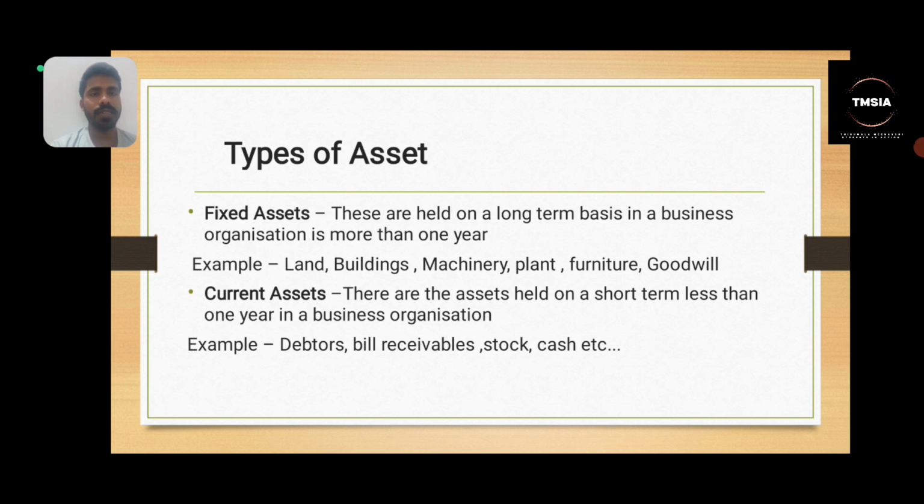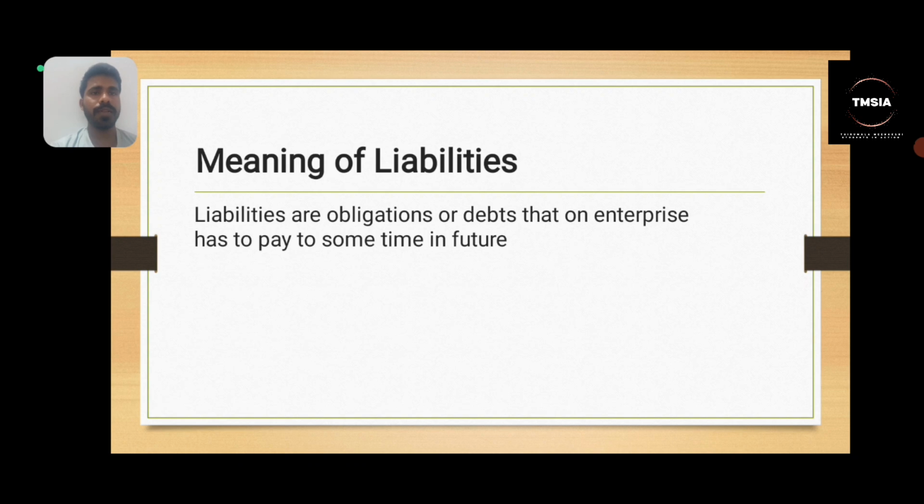Next one is current asset. These are the assets held on a short-term basis, less than 1 year, in the business organization. For example, debtors, bills receivable, stock, cash, etc. Next one is the meaning of liabilities. Liabilities are obligations or debts that an enterprise has to pay sometime in future.